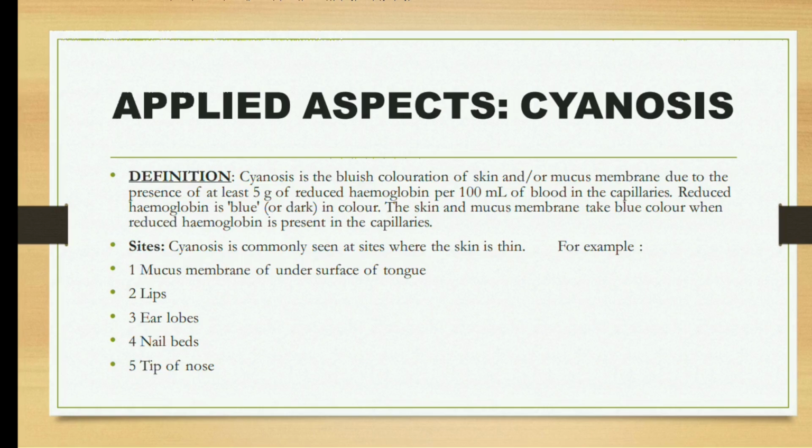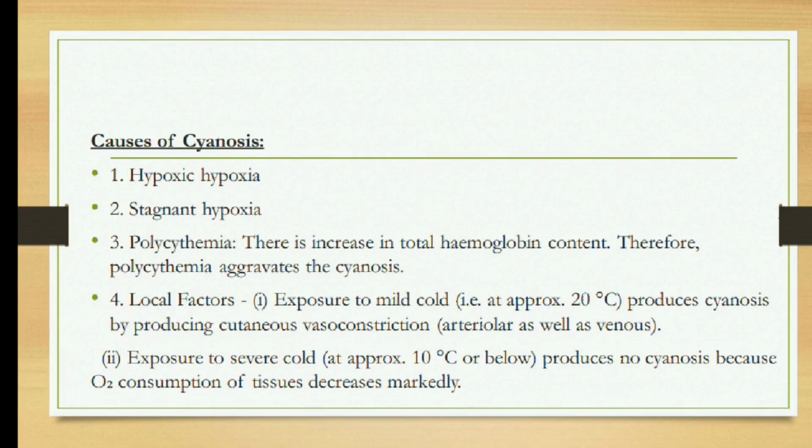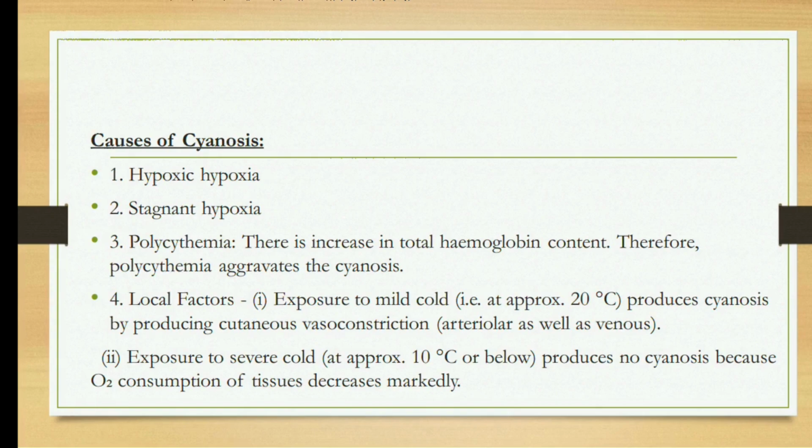Sites कहाँ कहाँ होती है? It is mostly found in the mucous membrane, lips, earlobes, nail beds, and tip of nose. Causes: apart from anemic hypoxia, all other types of hypoxia are included as a causative agent for cyanosis. Mostly included are the hypoxic hypoxia and the stagnant hypoxia.